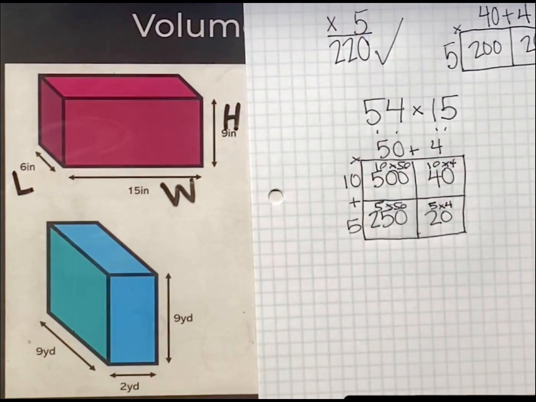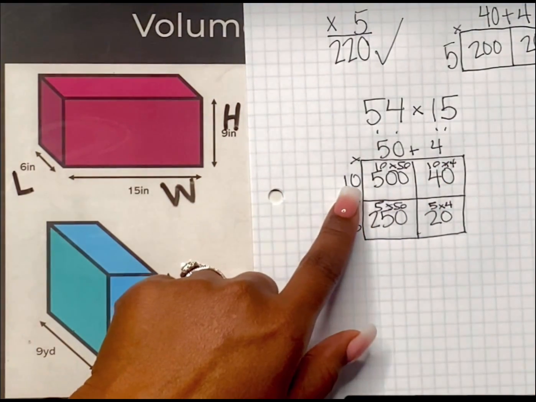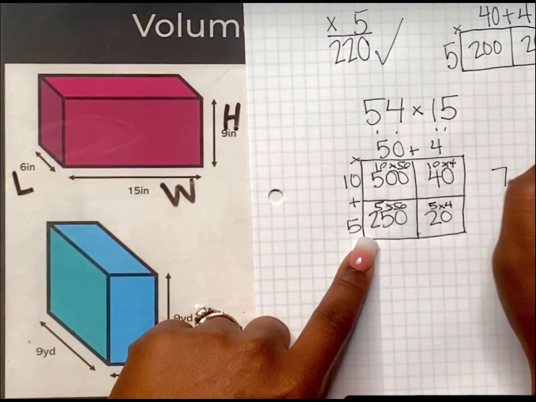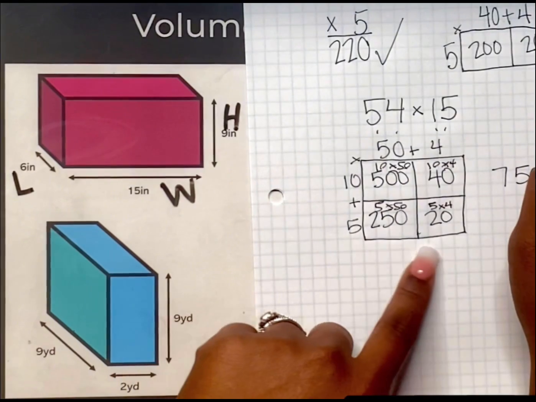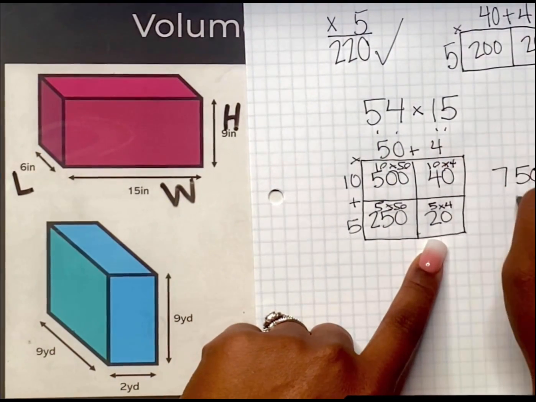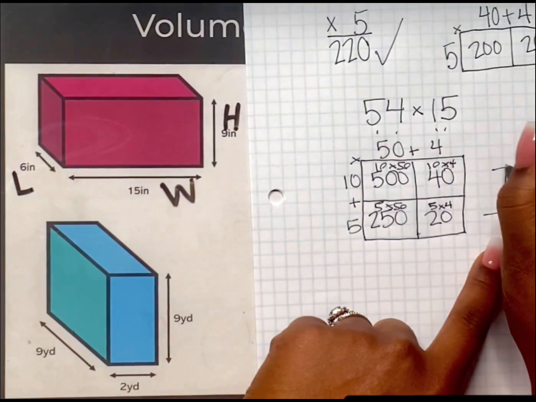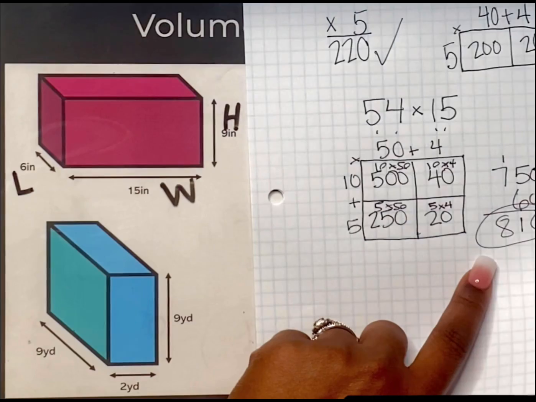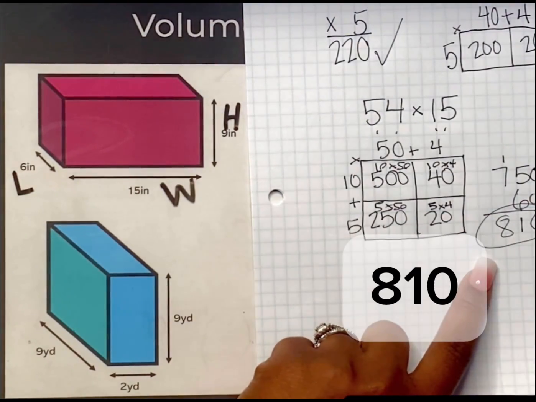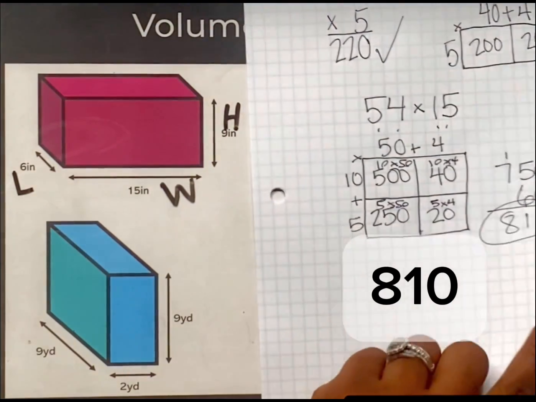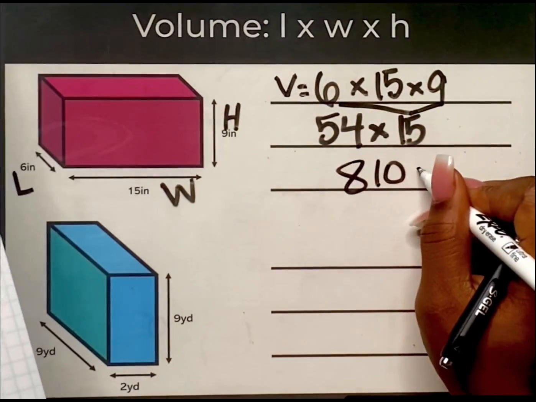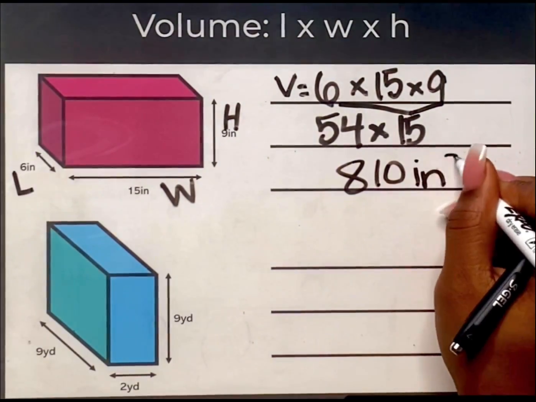Now I'm going to add them up. 500 plus 250 is 750. Then you add 40 plus 20, which is 60. Gives you a volume of 810. You can do standard form to check, the standard algorithm to check. We have inches, and they're going to be cubed.